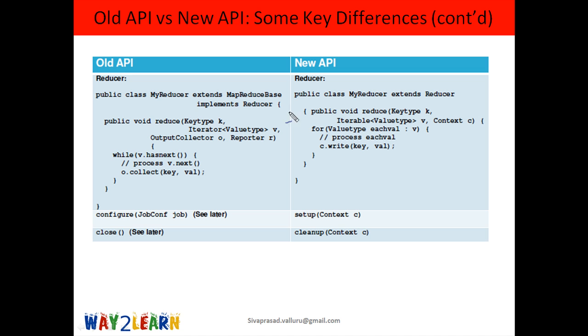Similarly in reducer, your reducer in the old API was extending MapReduceBase and implementing Reducer. But in the new API, the reducer will extend Reducer and the reduce method takes key type, iterable of values and context. Whereas the old reduce method was taking key type, iterator, output collector and reporter. These are the differences. We'll see these methods later in our course.